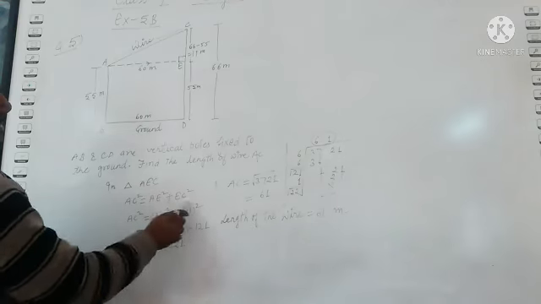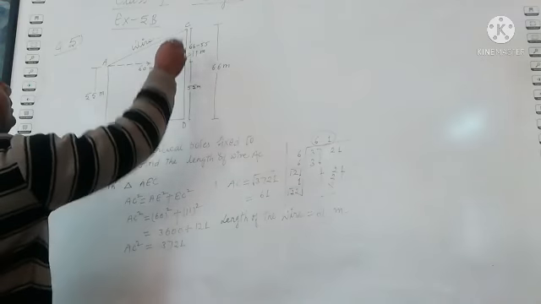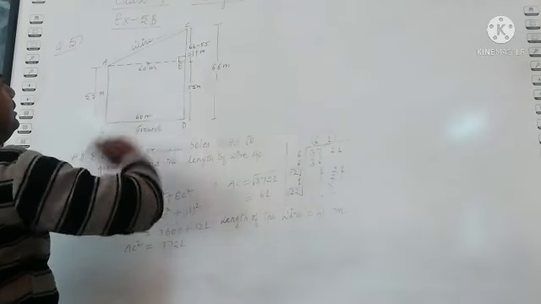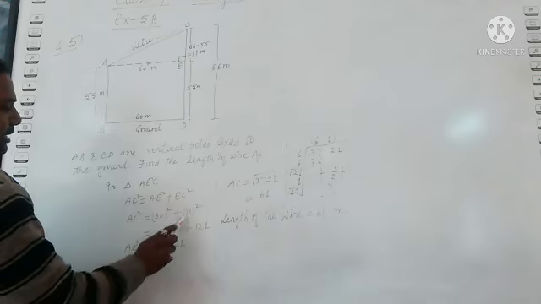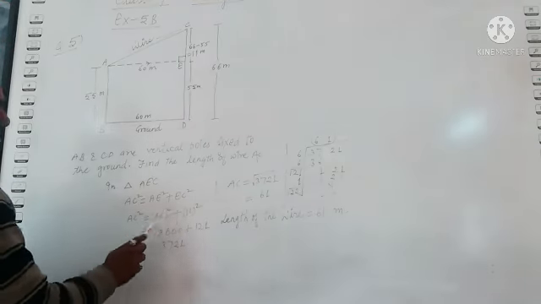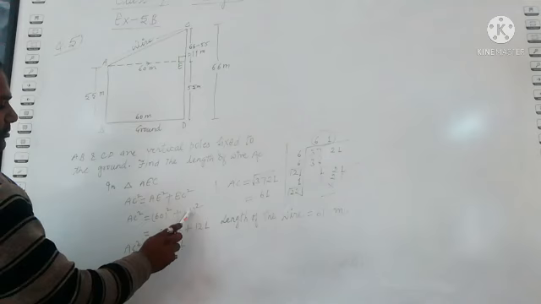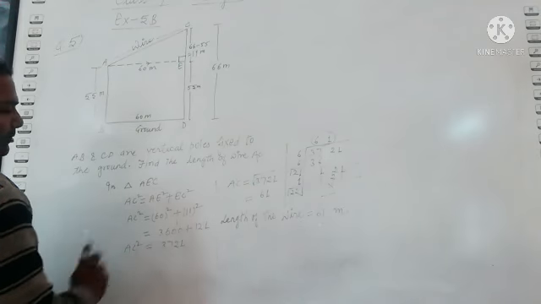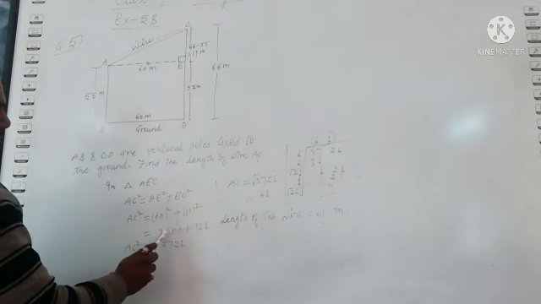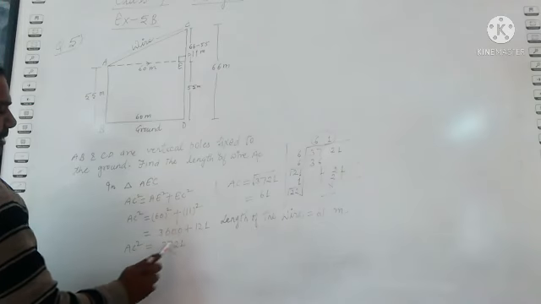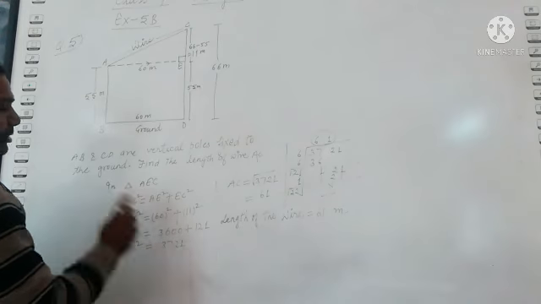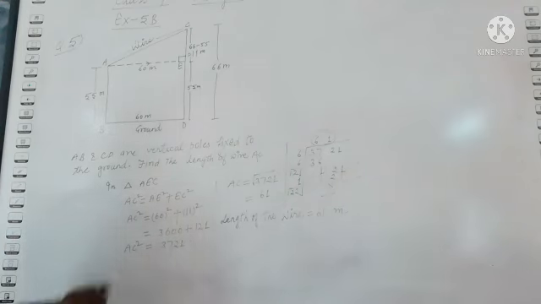Okay, and EC, this part, EC is 11 meter, so 11 square and 60 square. 60 square means 60 into 60, so 3600, plus 11 square means 11 into 11, 121. Now add 3600 plus 121, that is 3721. Okay, now AC square is equal to 3721.